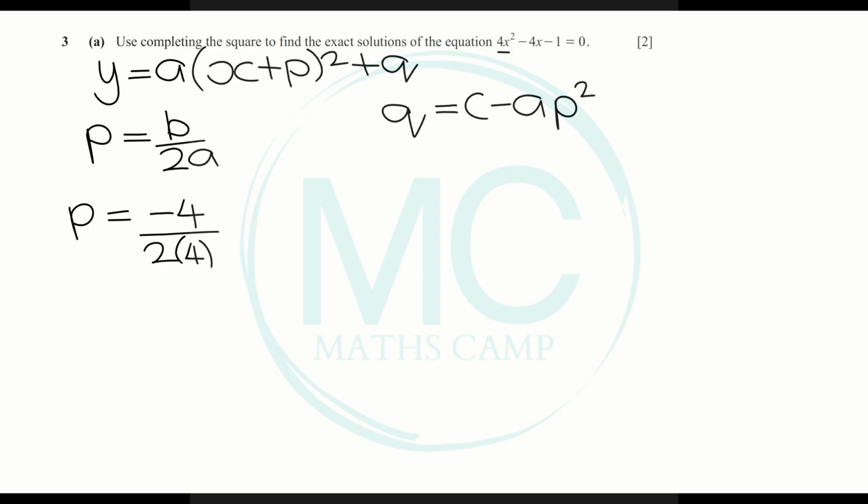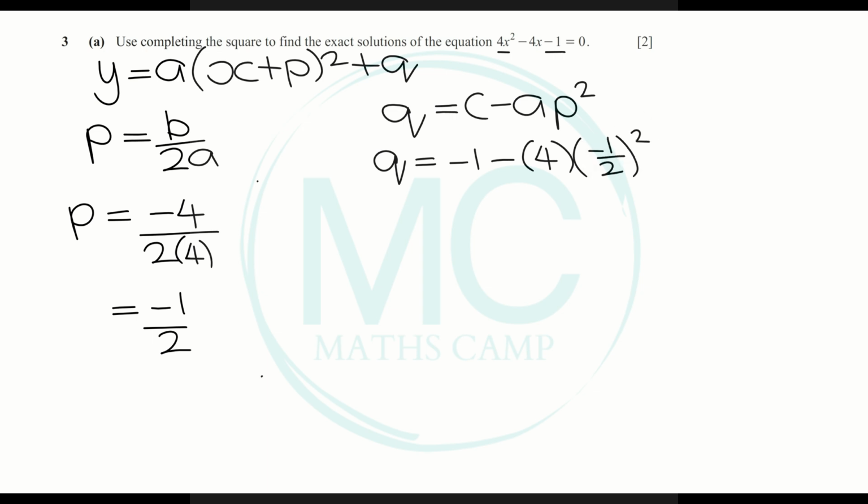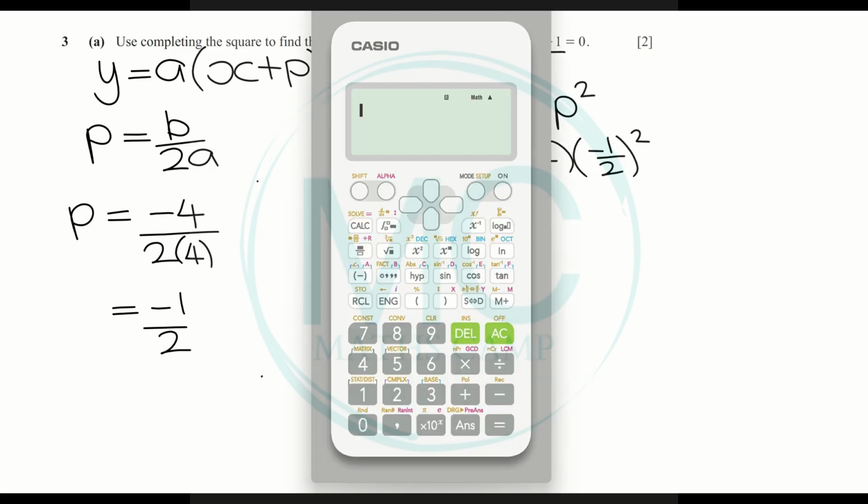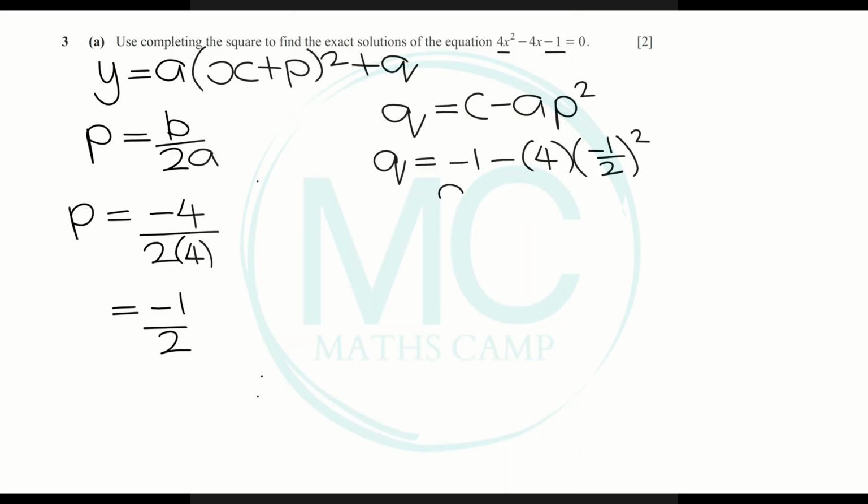Now we have negative 4 over 8, which can be simplified to negative 1 over 2. Now with p, we can find q. We can say q is equal to c from the quadratic, negative 1, minus a, which is 4, multiplied by p, negative 1 over 2, squared. Now I can take my calculator and I can say negative 1 minus 4 multiplied by (negative 1 over 2), close the bracket, squared is equal to negative 2. So q is equal to negative 2.